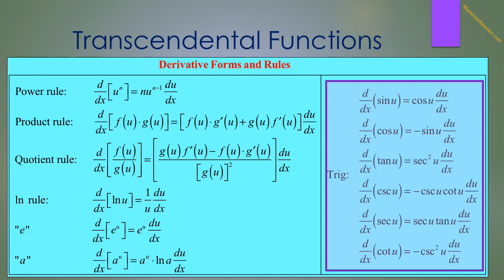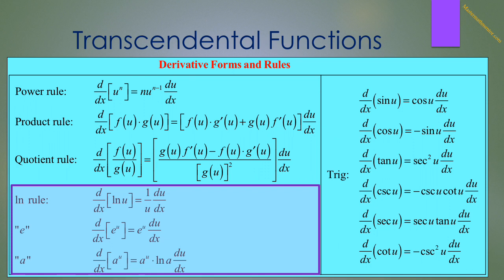The derivative with respect to x of cosecant u is negative cosecant u cotangent u du dx. The derivative with respect to x of secant u is secant u tangent u du dx, and the derivative with respect to x of cotangent u is negative cosecant squared u du dx. Again, a good way to memorize these is that the derivative of any trig function beginning with the letter c is negative.